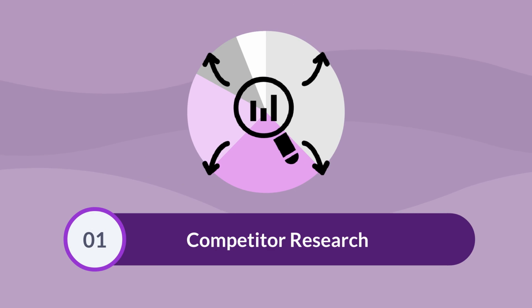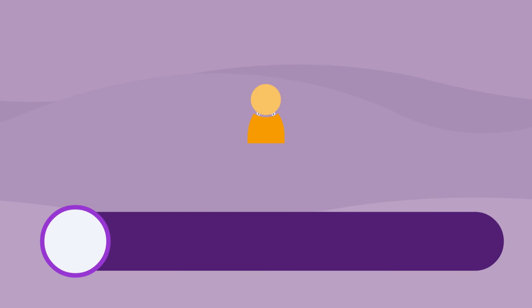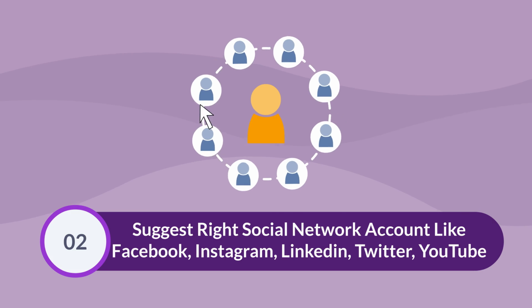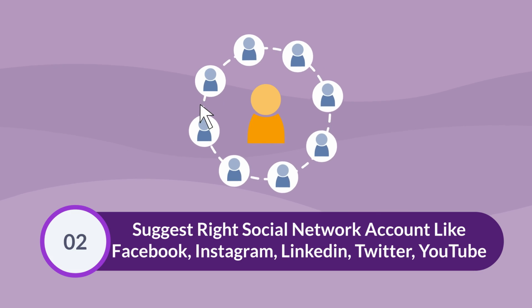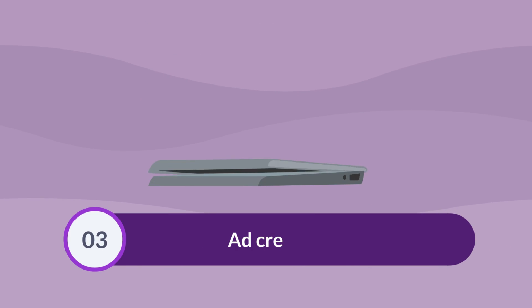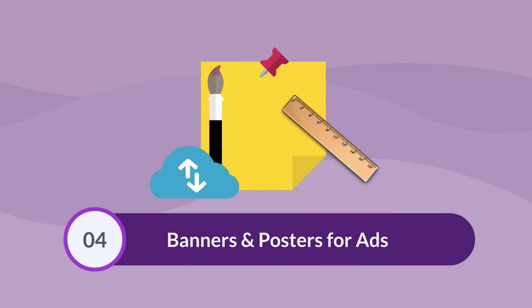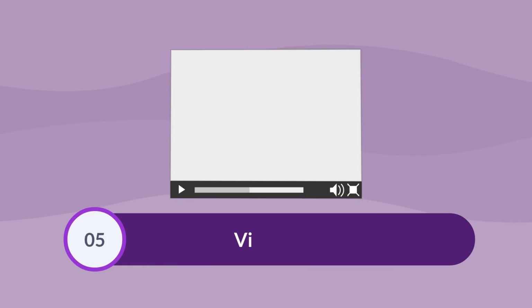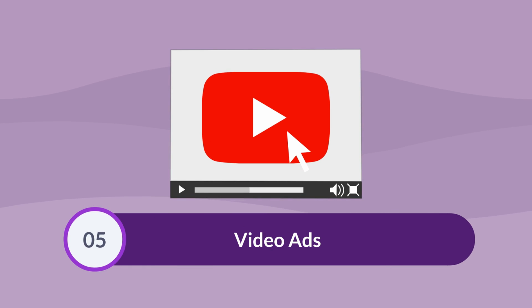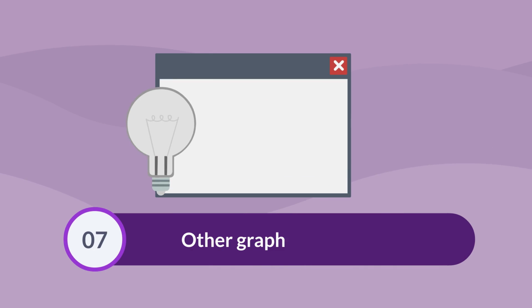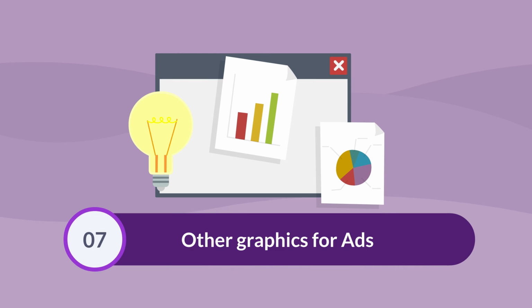Step 1. Competitor research. Step 2. Suggest right social network account like Facebook, Instagram, LinkedIn, Twitter, YouTube. Step 3. Ad creation. Step 4. Banners and posters for ads. Step 5. Video ads. Step 6. Photo ads. Step 7. Other graphics for ads.